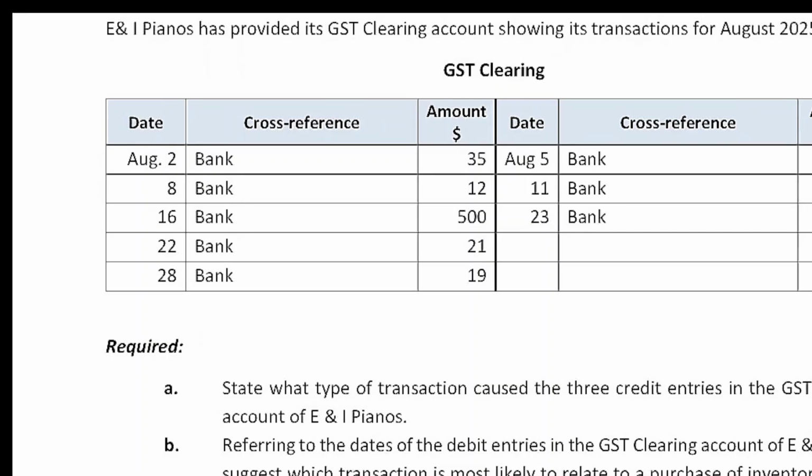What do you think about the first one? I mean, all of them, yes? Because the 3 credit entries. Yeah, any idea?